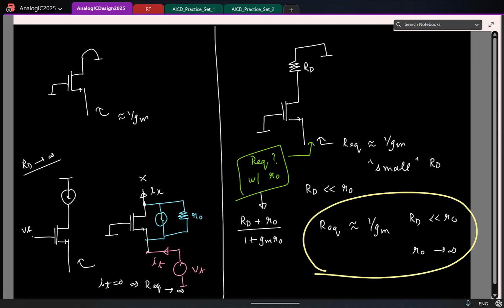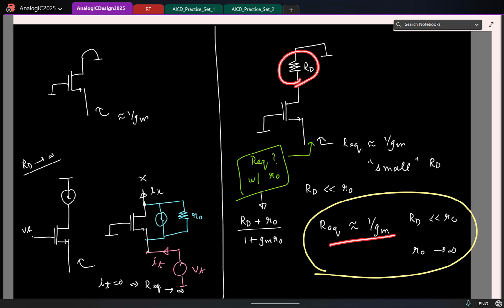So only if you ignore R0 completely, or the drain resistance is much smaller than R0, you can say that it is 1 by g. This result is something we'll use quite often in the rest of the course, so please make sure you understand it. Okay, great.